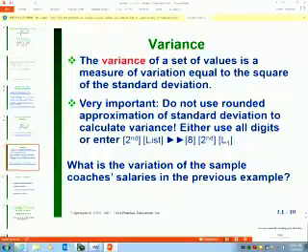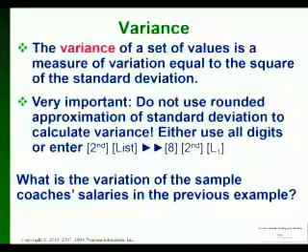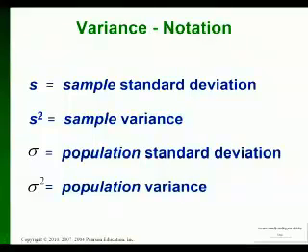Make sure that you understand all of this notation. Little s is the sample standard deviation, and the symbol for sample variance is just s squared. Whatever s is, square it, and that gives you the sample variance. I'm sorry, I said that wrong. Sample variance. If sigma is the symbol for the population standard deviation, then sigma squared is the symbol for population variance.